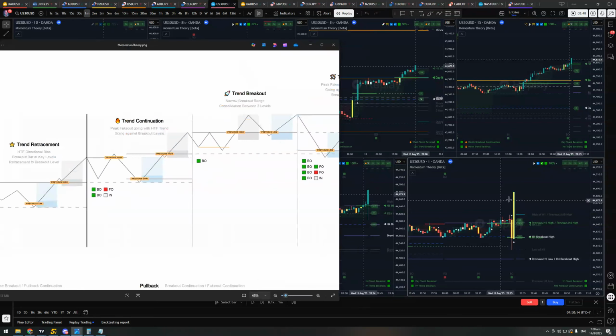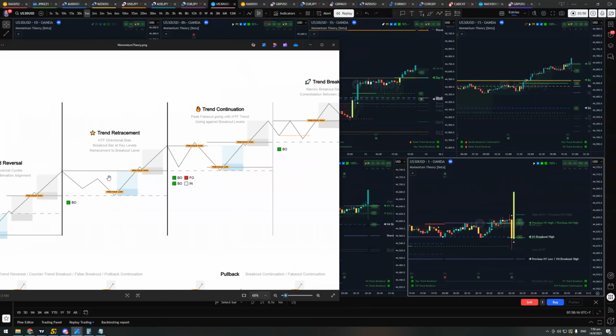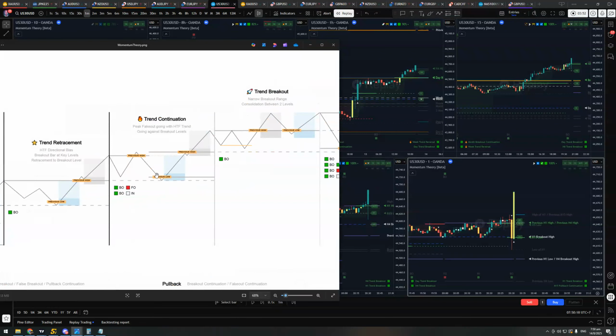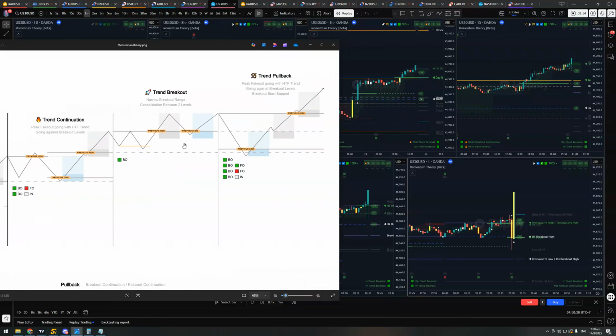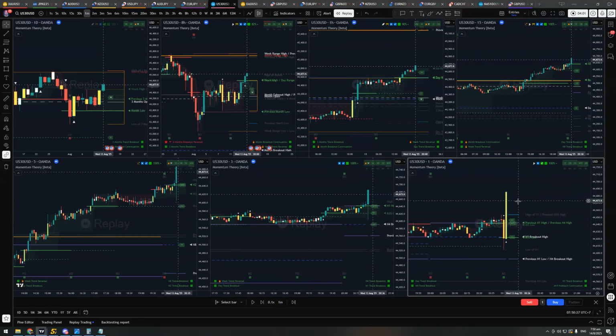These are how I get into all these moves. Either a breakout bar that retraces, or I'm waiting for price to come down and fake out the lows. Trend continuation, you fake out a low, go back up. Trend pullback, you fake out a low and go back up as well. So at this point, I'm just waiting for price to fake out a low.